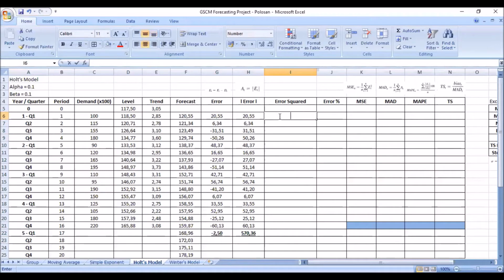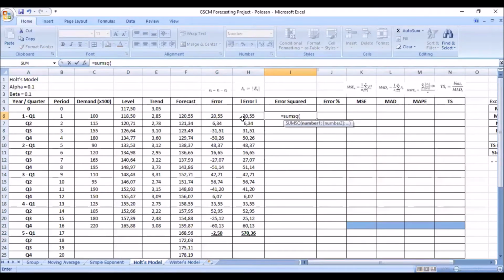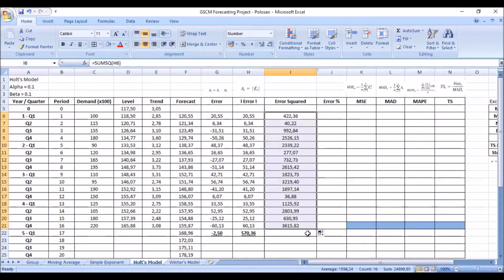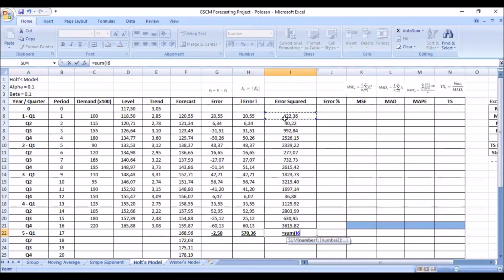And for the error square, just don't forget to use the sum square to square up all of the errors. Or just use the absolute error because it's already positive and safer. After that, you just take it down until the end. And don't forget to sum it up again too, because we can use it to find the MSE, especially in clarifying it when we have found the MSE using the Excel formula later.